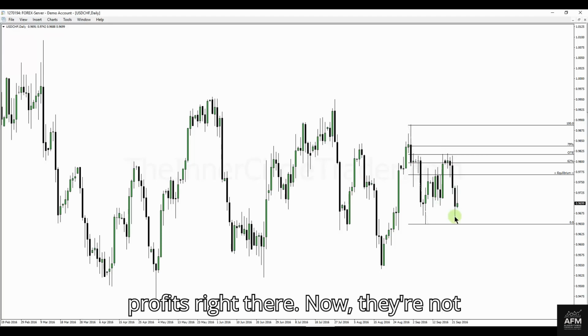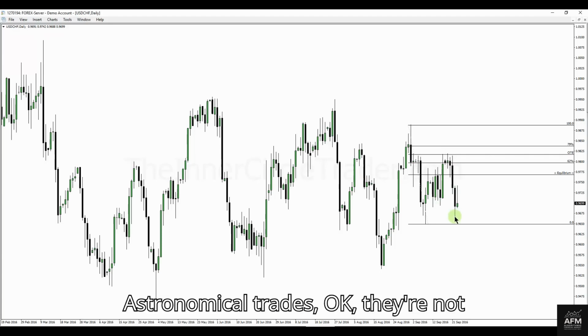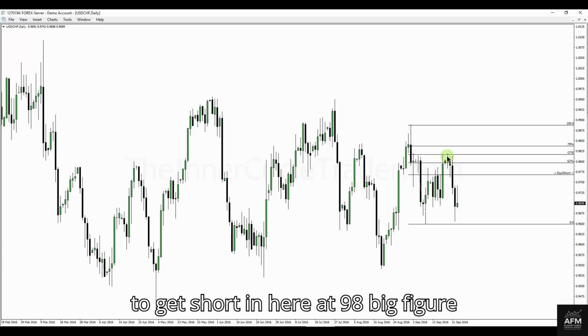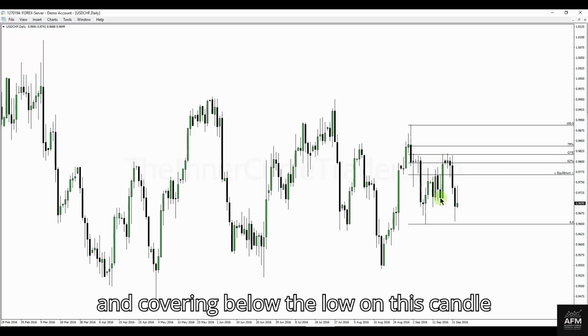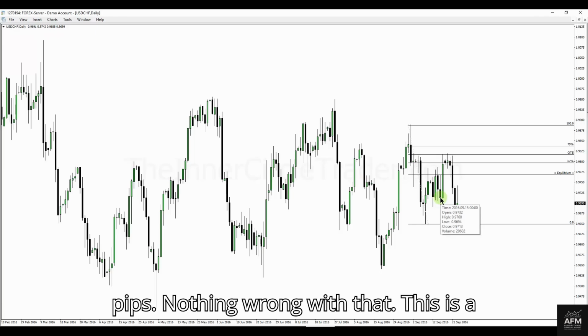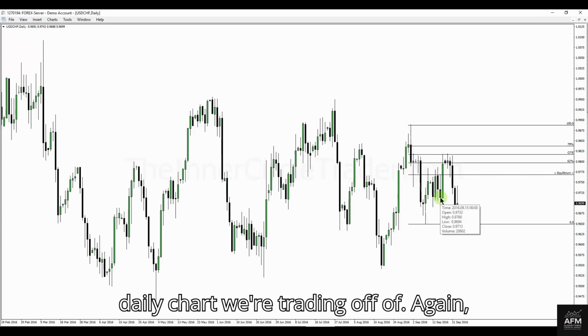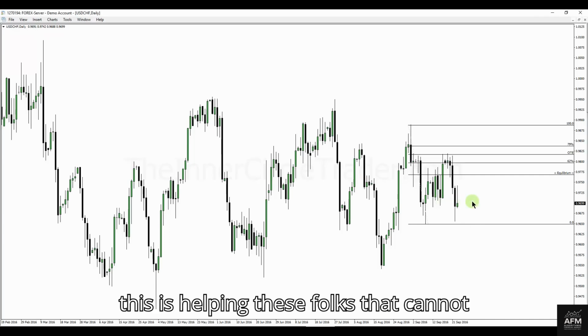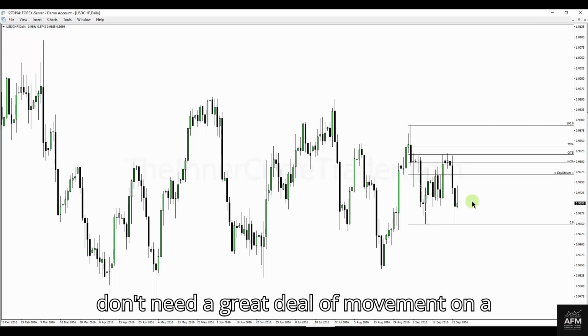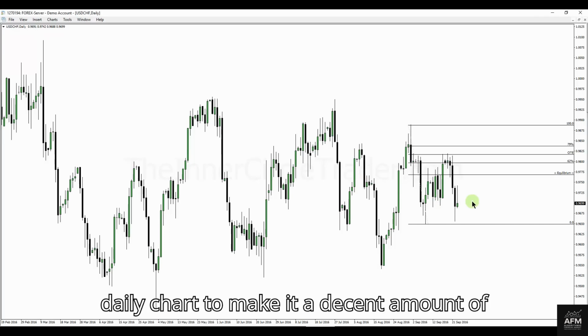Now, they're not astronomical trades, okay? They're not enormous trades, but to get short in here at 98 big figure, and covering below the low on this candle here at 96.94, that's over 100 pips. Nothing wrong with that. This is a daily chart we're trading off of. Again, this is helping these folks that cannot be doing day trades, okay? You don't need a great deal of movement on a daily chart to make a decent amount of pips.